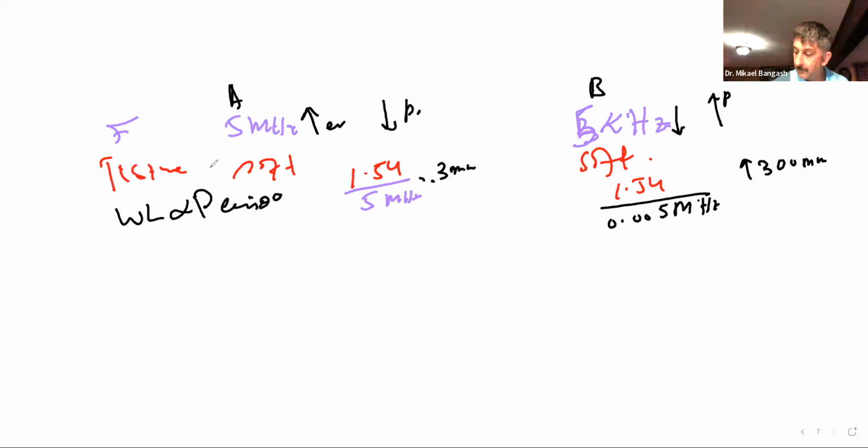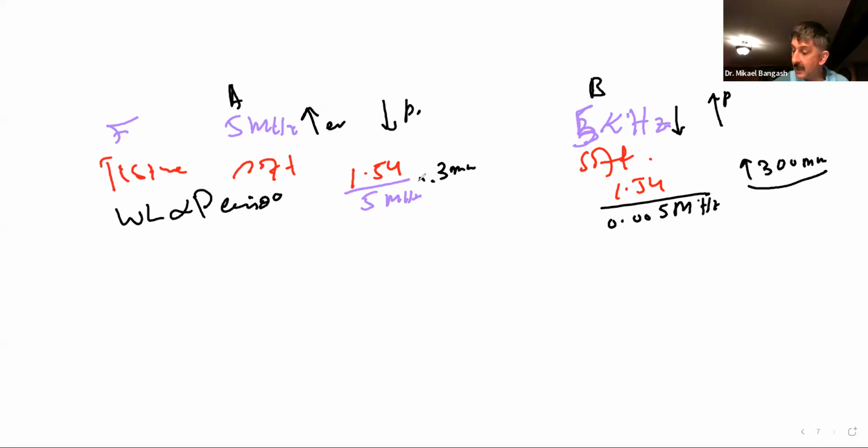The wavelength of the 5 megahertz wave is greater than the wavelength of the 5 kilohertz wave. We just did that. But here they ask, is the wavelength here greater than this one over here? No. The lower frequency has the greater wavelength than the higher frequency.